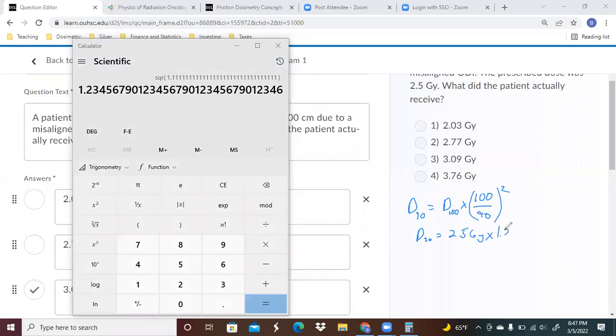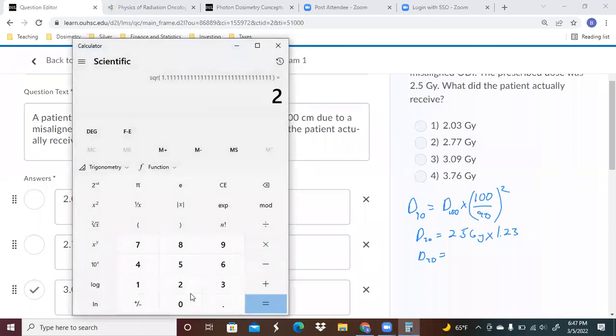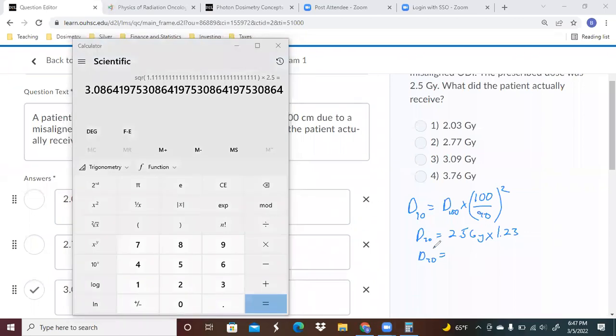It's going to be 1.23. And the dose here at 90 is going to end up being, when that's multiplied by 2.5, it ends up being 3.09 gray. That's the answer.